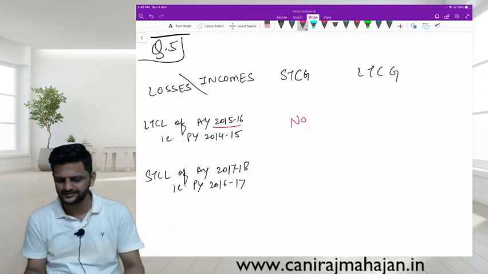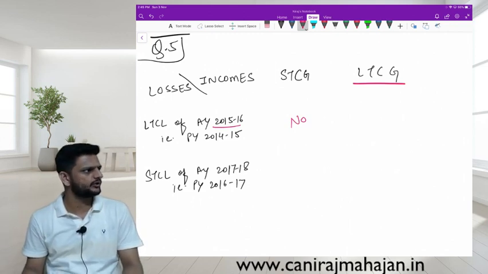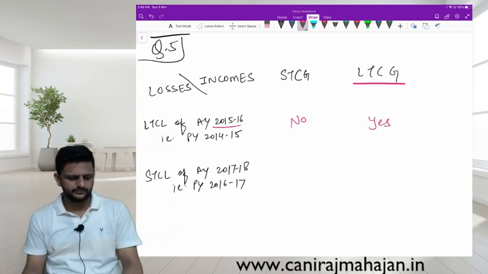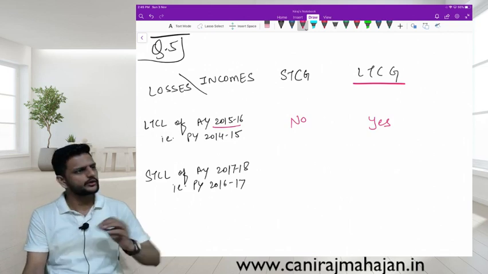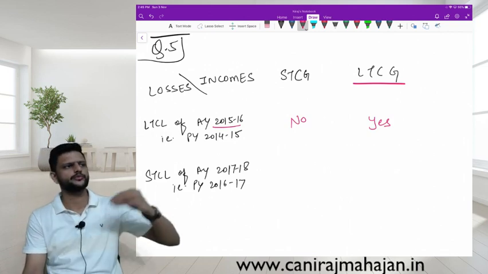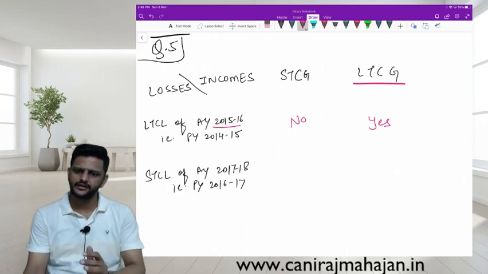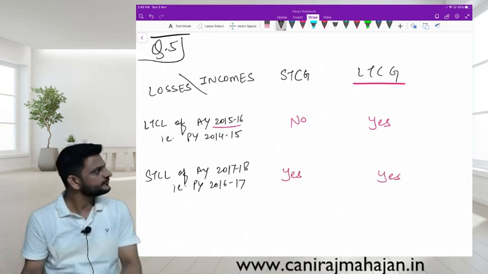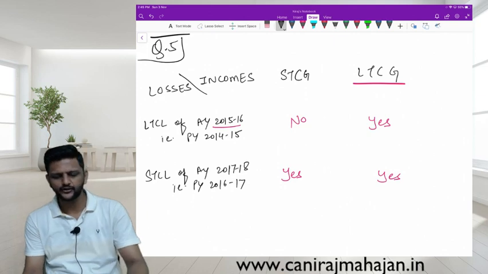So it is our current year, this LTCG of the current year, no? So LTCL can be used against LTCG. Are you following or no? So yes. STCL of AY 17-18 or PY 16-17. Again, short term can be adjusted against short term, and short term can also be adjusted against long term. So the only question arises is about carry forward. Is it within 8 years? So yes, again you will see yes for both of them. Correct? Next, okay, answer. Very good, nice.